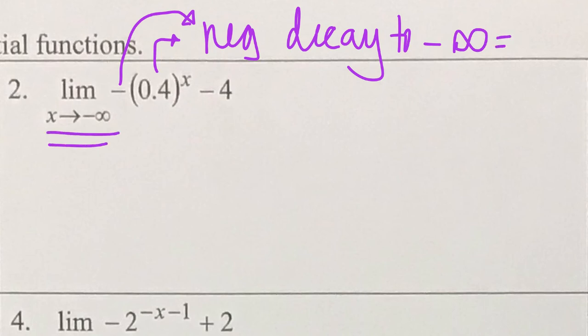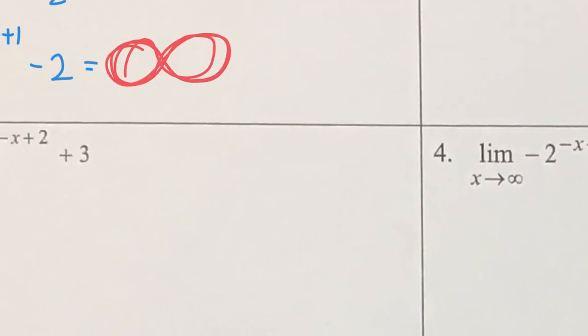This makes it a negative decay function going to negative infinity. That's what our limit is. The limit as x approaches negative infinity. So this answer is negative infinity. It's a negative decay function going to negative infinity, and the limit of one of those is negative infinity. Okay? Pretty not too bad, huh? Maybe? We'll see how you do.